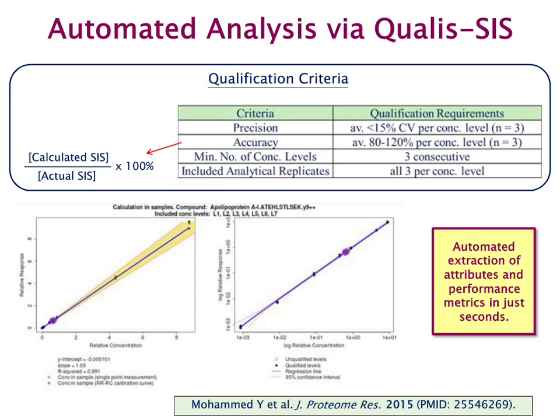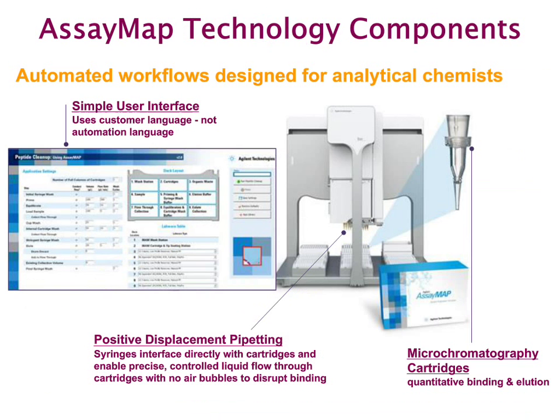Let us talk about the Bravo AssayMap platform that has made my life in the lab so much easier. The AssayMap system comprises three major technological components. First, we have the disposable microchromatography cartridges. More information about the cartridges will be provided later.